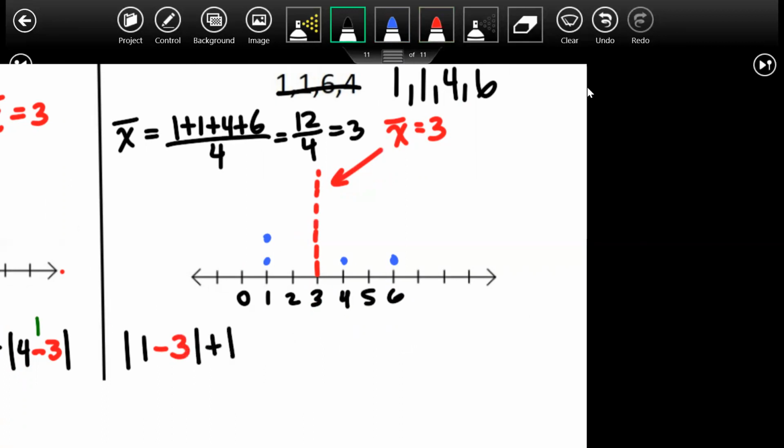Plus 1 minus 3. Plus 4 minus 3. Plus 6 minus 3.